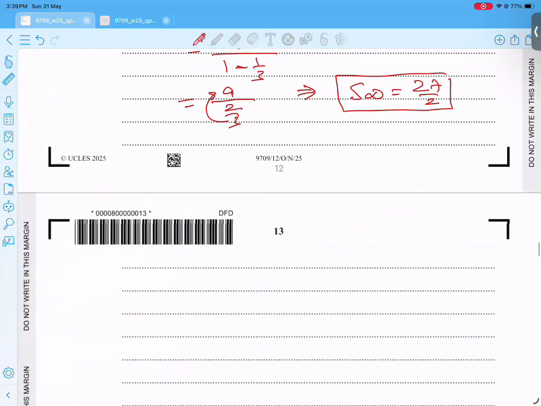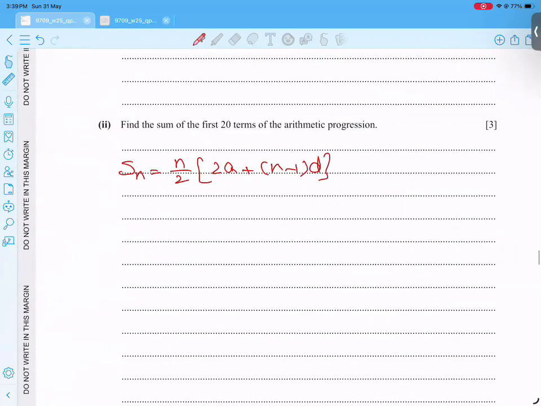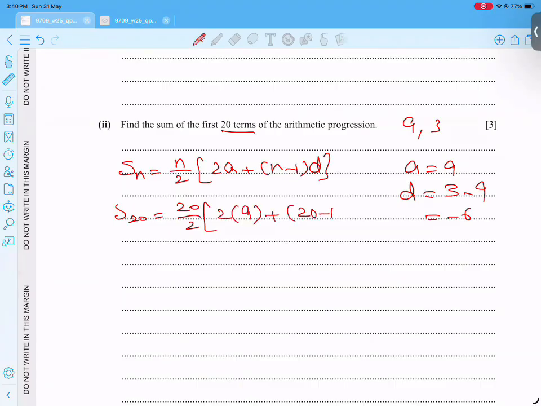So first term is 9 and then 3. So common difference is very simple. 3 minus 9 gives us negative 6. So I'm looking for 20 terms. So S20 equals 20 by 2, into 2 times 9, plus 20 minus 1 into negative 6. Now I'm going to apply the formula and get the answer.